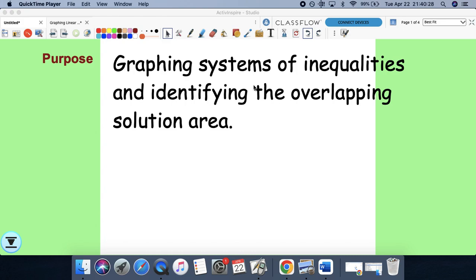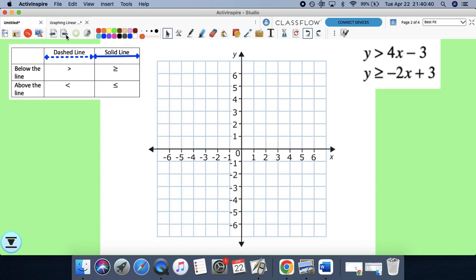Inequalities and identifying the overlapping solution area. Okay, so basically we're taking everything we learned and applying it to graphing two inequalities at once. So let's see what that looks like. So here's our first example.